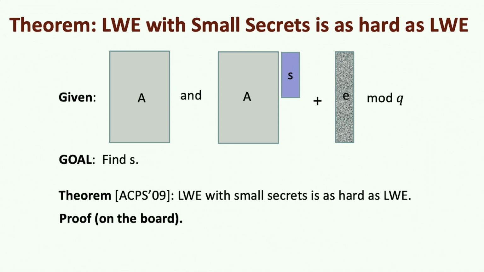Here's the theorem. It's by Applebaum, Cash, Peikert, Sahai. I'll show you the proof on the board. But before that, is the statement clear? I'm mucking around with LWE, and the way I'm doing it is I'm making the secret come from a certainly lower entropy distribution, in fact the error distribution, IID from the error distribution. So here's what I want to show. I want to show a reduction.